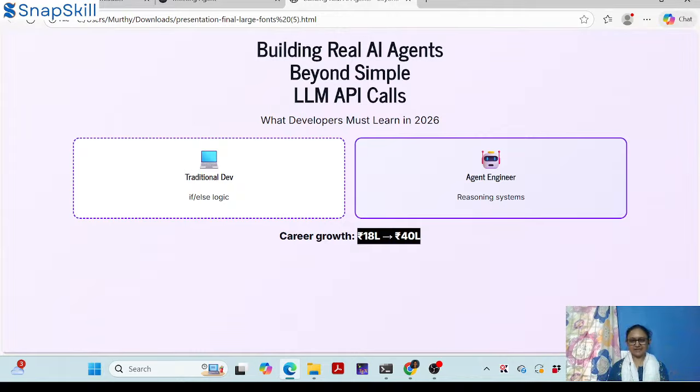Now you got the clarity, right? What is the use of these AI agents? AI agents have some capabilities. So those capabilities we want to implement. If you implement that, you will become an agent engineer.